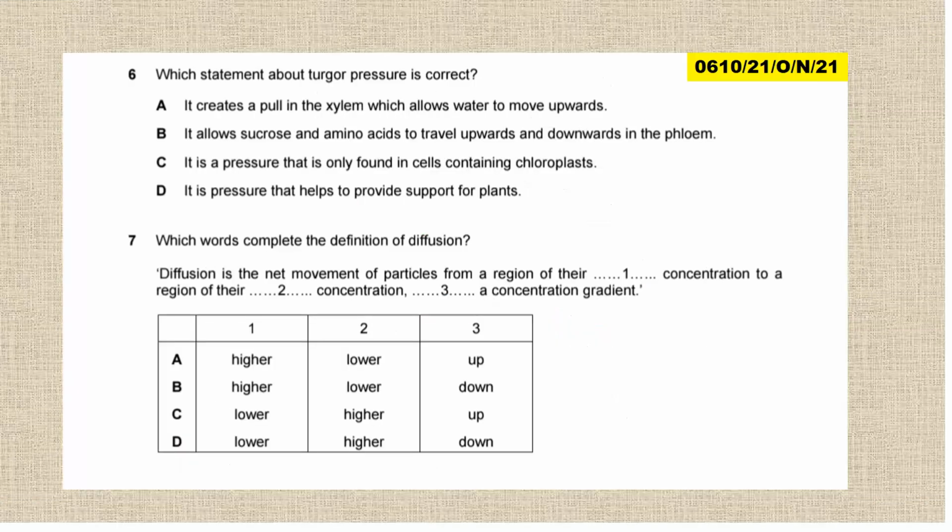Then this one is paper 2, variant 1, October-November 2021. Which statement about turgor pressure is correct? Turgor pressure creates the pull in the xylem which allows water to move upward? It allows sucrose to travel upward? No. It is a pressure that is only found in cells containing chloroplasts? No. It is the pressure that helps provide support to the plant.